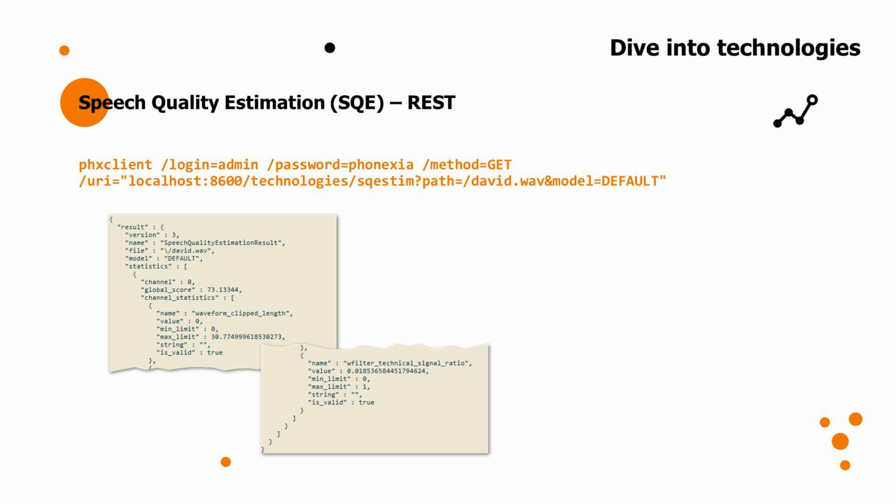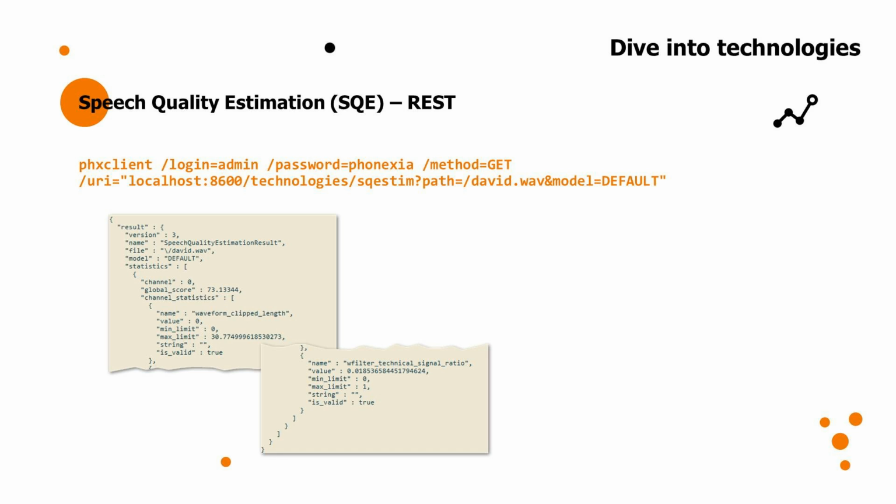its storage. Use HTTP GET method to send a request to technology's SQE endpoint with a path parameter pointing to a file to be processed and model parameter containing a name of the technology model to be used. For SQE, the model name is default. Screenshots show the JSON response returned from the server.